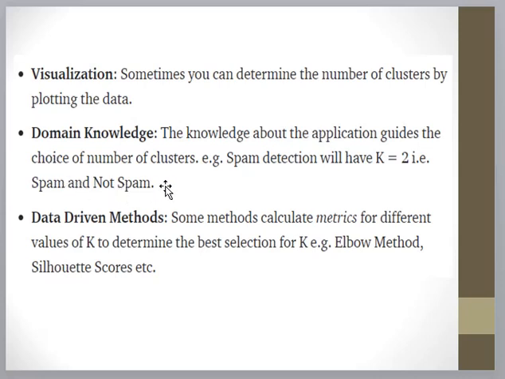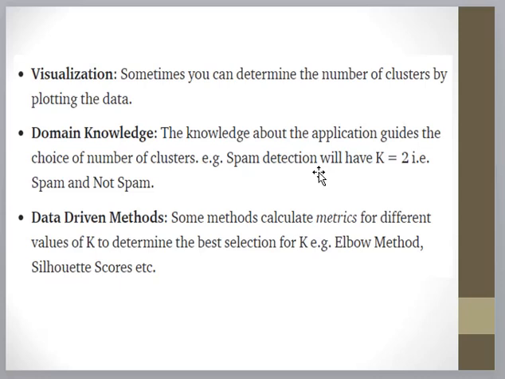So if, for example, I am working on a spam detection application, then the problem domain is telling me that I want to have two clusters: one in which my emails will be classified as spam, and the other in which my emails will not be classified as spam. So in this way, by having the domain knowledge of the problem, we can decide how many clusters we want to have in our approach.